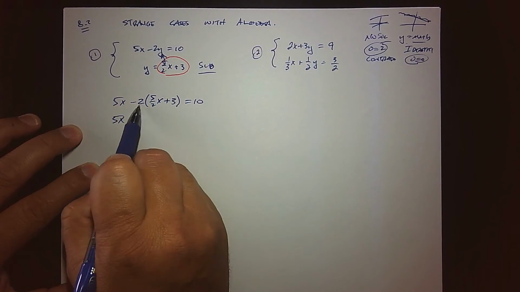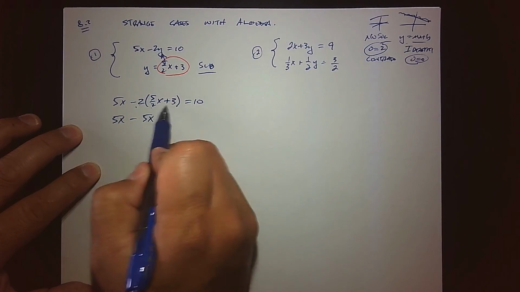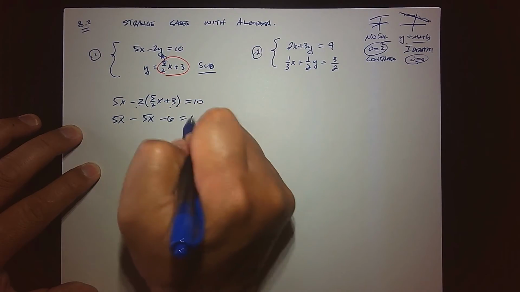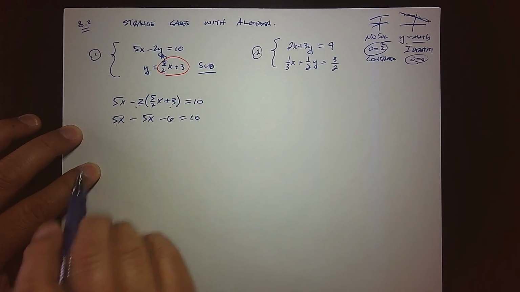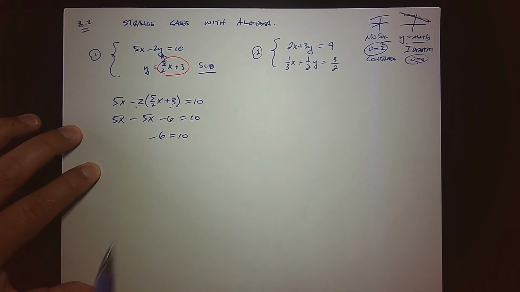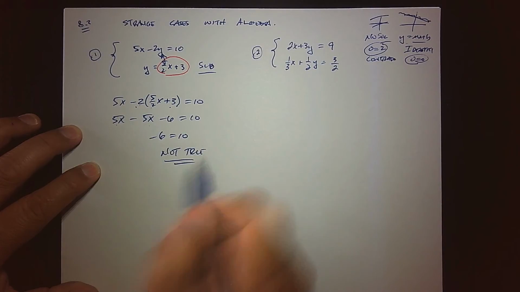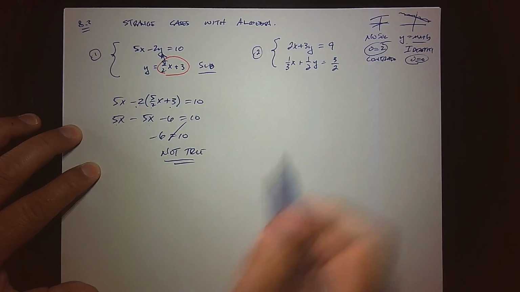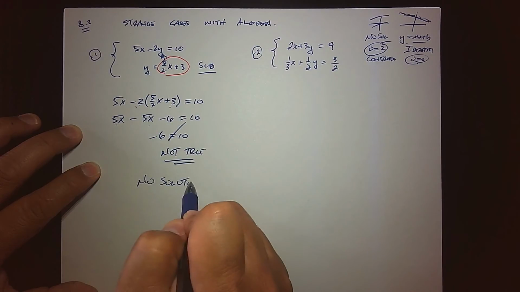When I distribute here, the 2's divide out, and we're left with negative 5x. Negative 2 and plus 3 would give us a negative 6, and we get 10. Negative 5x, take away 5x, well that's gone, and we're left with negative 6 equals 10. And this is not true. We can already see that. It's actually never true. So what does that mean? We have a contradiction here.